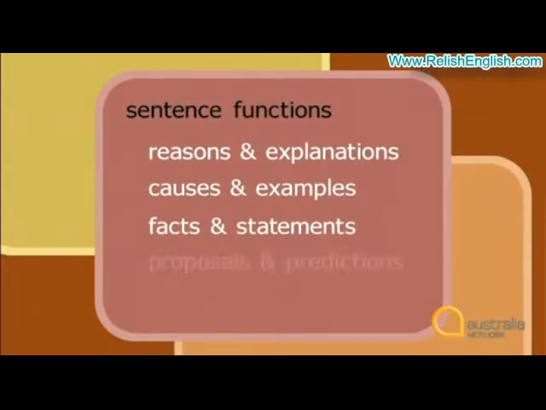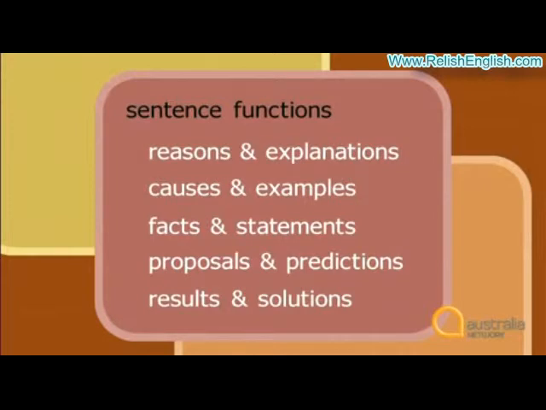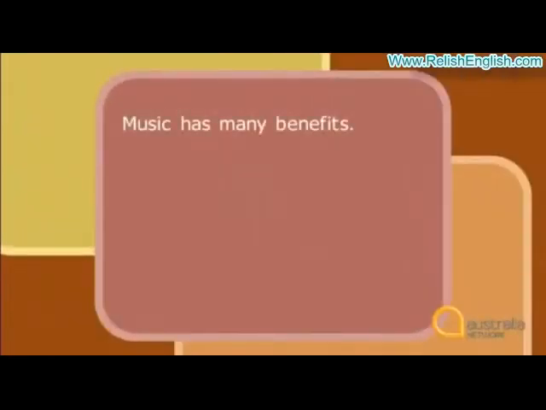In an essay, opinions and arguments are supported by reasons and explanations, causes and examples, facts and statements, proposals and predictions, results and solutions. Let's construct a short paragraph. Note how it is constructed, beginning with a topic sentence, followed by a series of supporting and developing sentences with different functions. Music has many benefits.